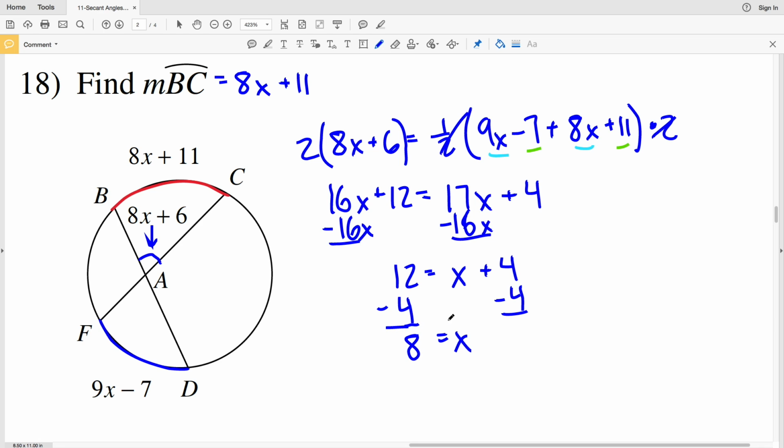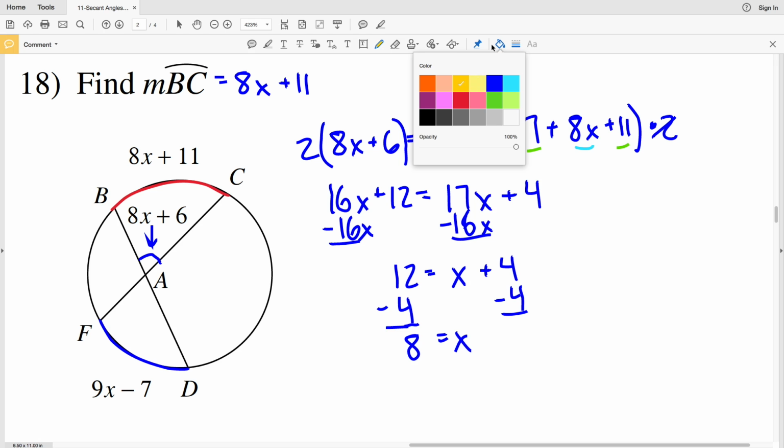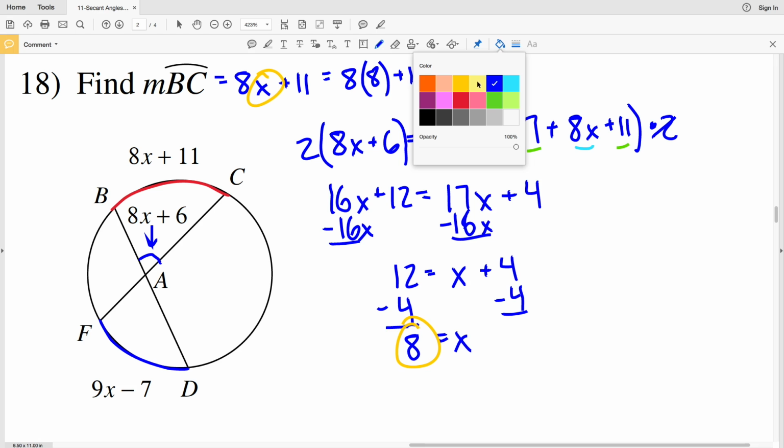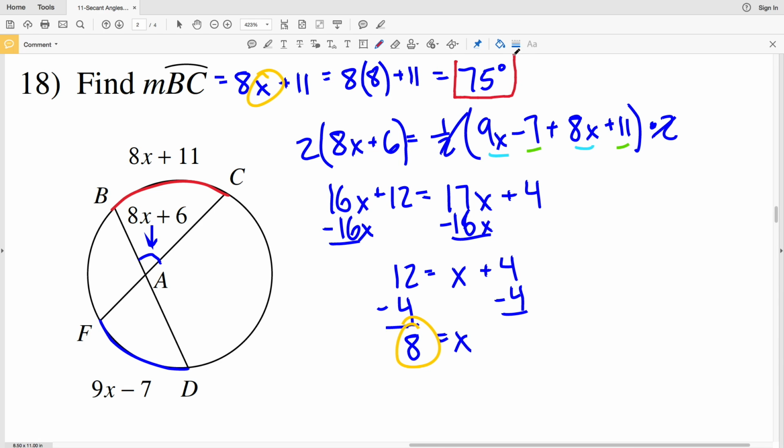So 8 is x in number 18. Now I'll take that value of 8 and plug it in for x. So I'll have 8 times 8 plus 11 for the measure of arc BC. 8 times 8 is 64 plus 11 equals 75 degrees. So 75 degrees is the measure of arc BC in number 18.